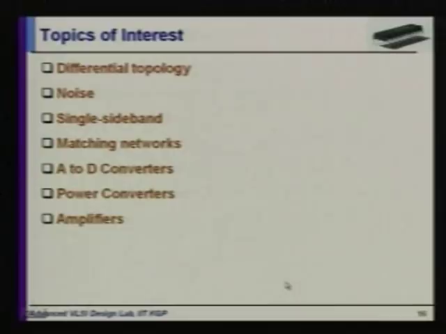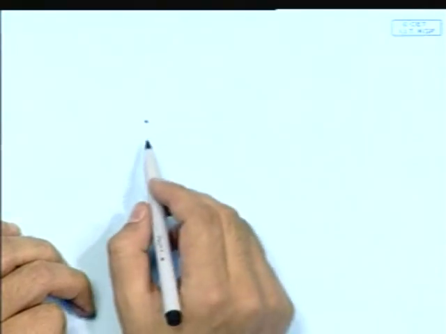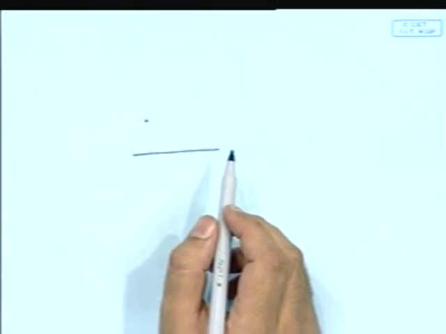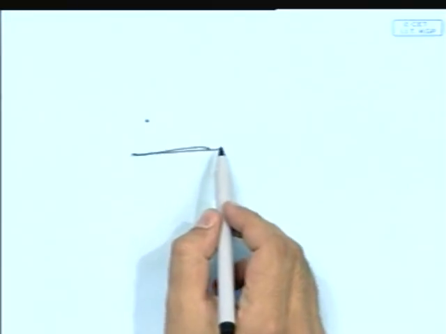Now, I have 10 minutes and 6 topics to address. Now, differential topology. Let's say you need to transmit a voltage. What would you do? You take a reference, which is called ground.